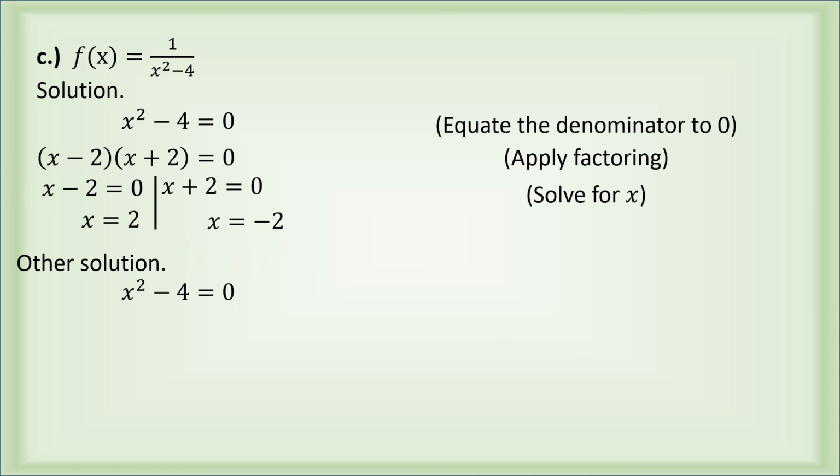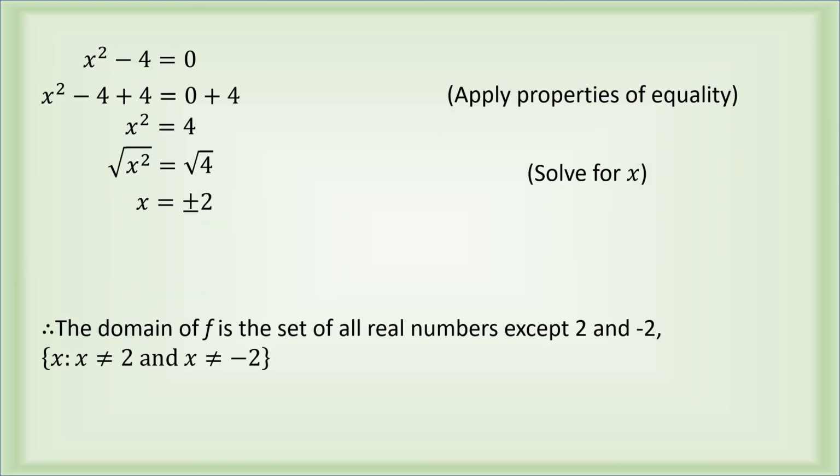We can also solve in this way. We equate the denominator equal to 0, x squared minus 4 equals 0, then add 4 to both sides to remove negative 4. The remaining is x squared equals 4, and then we take the square root, so we have x equals positive or negative 2. Okay, so the domain of f is the set of real numbers except 2 and negative 2.